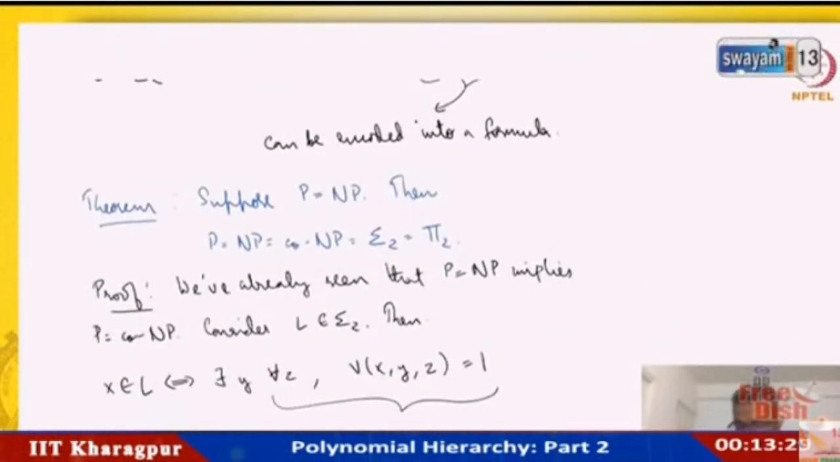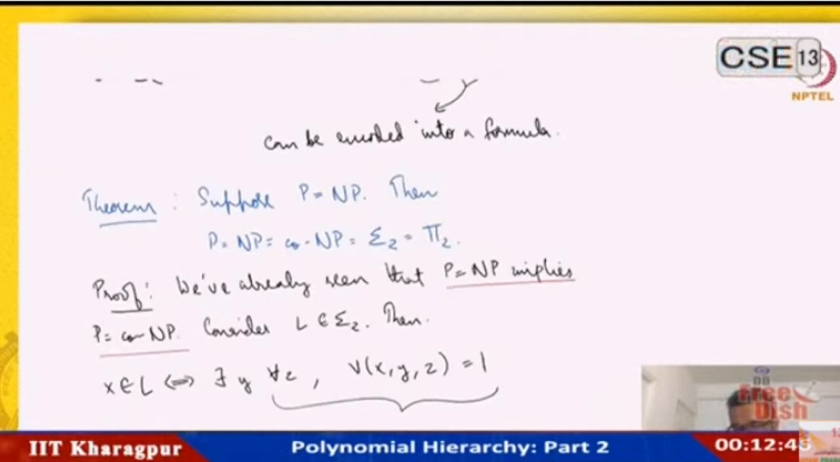Now an important theorem. Suppose P equal to NP. Then P and NP are equal, co-NP is also equal, sigma 2 is also equal, and pi 2 is also equal. So everything becomes equal to P. In lecture 10, I gave you the high level idea of why P equal to NP means P equal to co-NP as well. I think in lecture 10 we stated P equal to NP implies NP equal to co-NP, but then when P equal to NP and NP equal to co-NP, it also means P equal to co-NP, right?